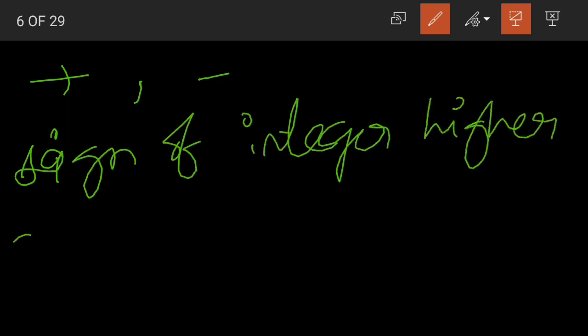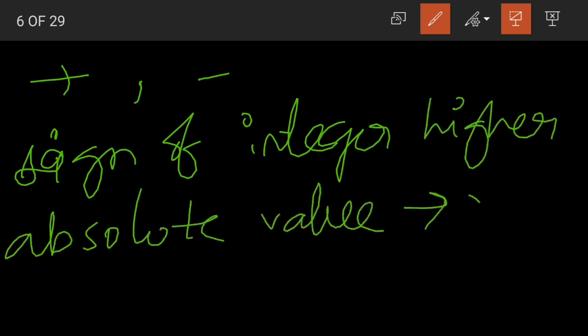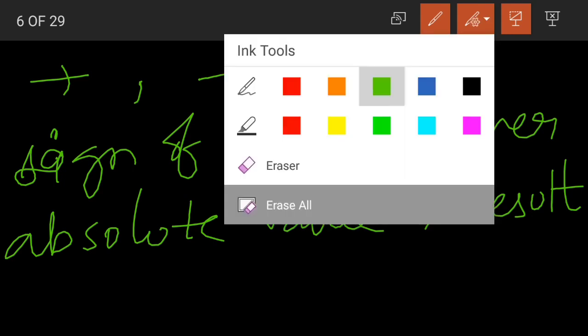But in case of addition and subtraction, you know how to add and subtract integers, okay, that is clear. But when it comes to the sign, you can simply remember that the sign of the integer with higher absolute value is given to the result. The sign of the integer with higher absolute value is given to the result.